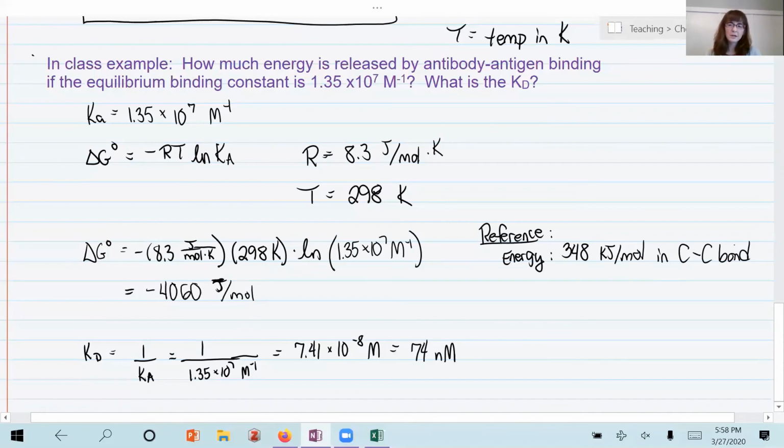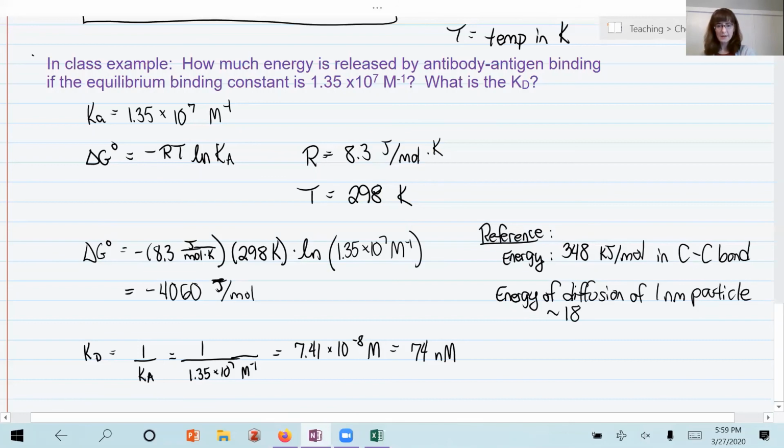On the other hand, another type of energy that we've talked about is energy from diffusion. And so the energy to move a particle by diffusion, we could actually calculate that as well. Let's say for a 1 nanometer particle, such as a protein, that's why we chose that size. And that is about 18 kilojoule per mole.